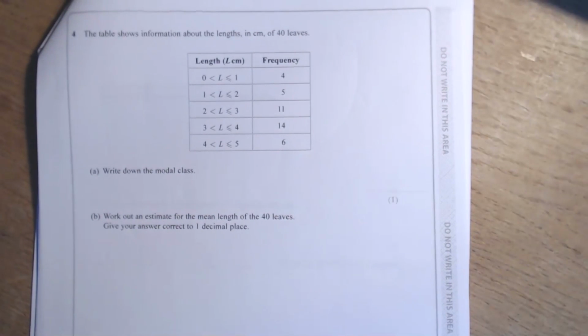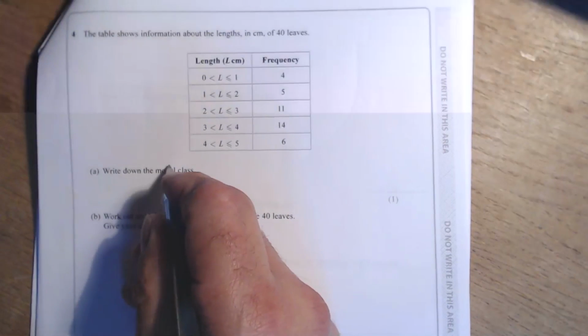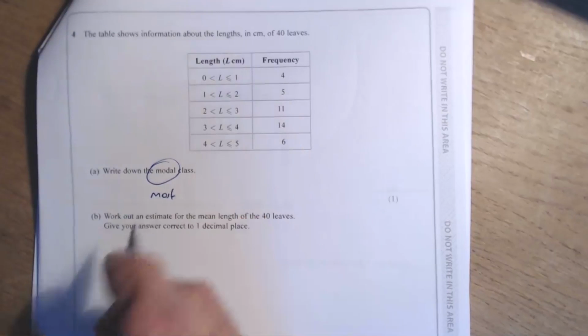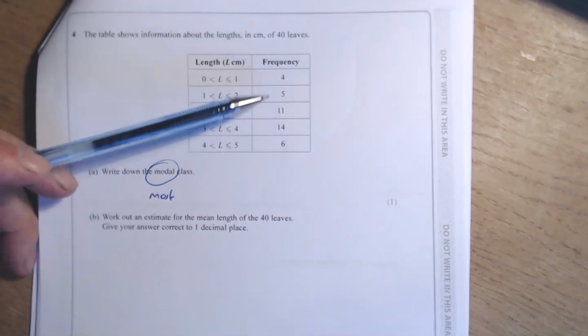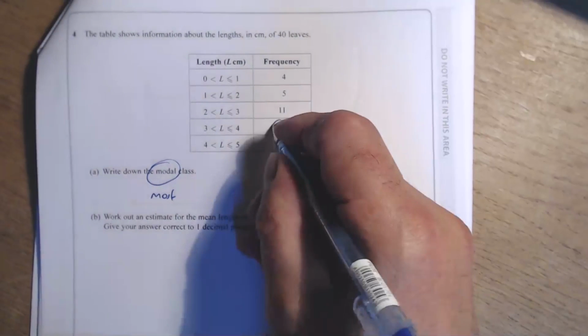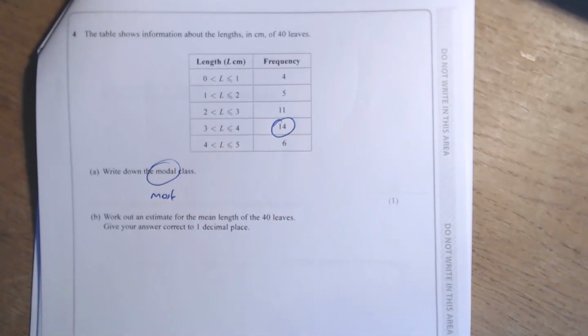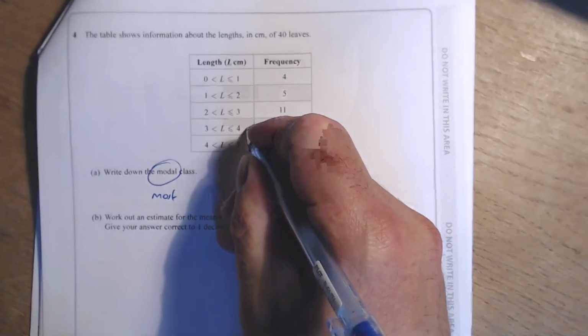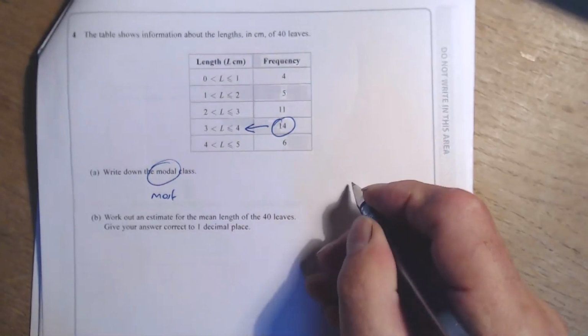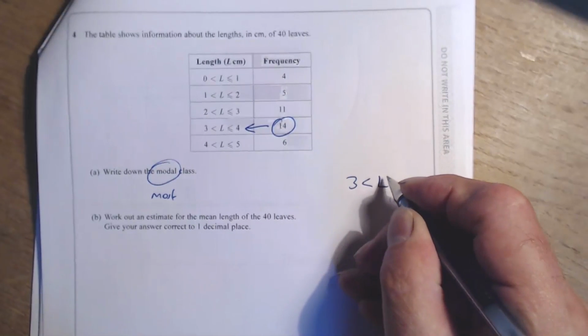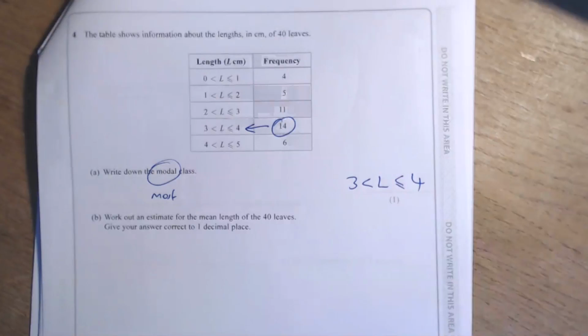Okay, question 4. We've got the table showing information about the lengths in centimeters of 40 leaves. Write down the modal class. Now, modal means most. So which is the most we have? Well, our biggest frequency is 14. We've got 14 leaves which are between 3 and 4 centimeters. So that's the biggest number. So what is their modal class? You just copy down this length over here, literally copy it down exactly. So that will be our answer for part A.